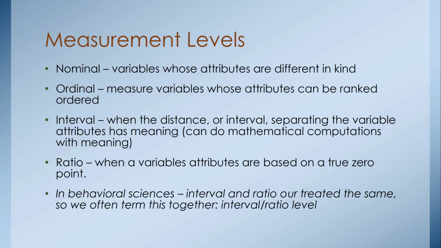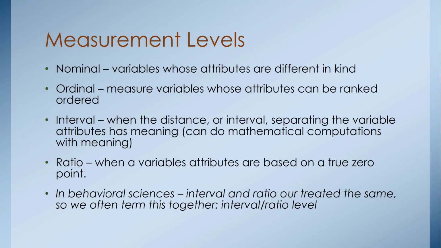Now, variables are measured at 4 levels. We have a nominal level, an ordinal level, an interval level, and a ratio level. At the nominal level, the variables are ones whose attributes are measured in kind. The nominal includes things like gender, political party affiliation, ethnicity, geographic region. It's almost like it's a noun that you're going to be measuring. If it's an ordinal level, then you measure variables whose attributes can be rank ordered. And these often are the Likert scales, 1 being completely dissatisfied, 5 being totally satisfied.